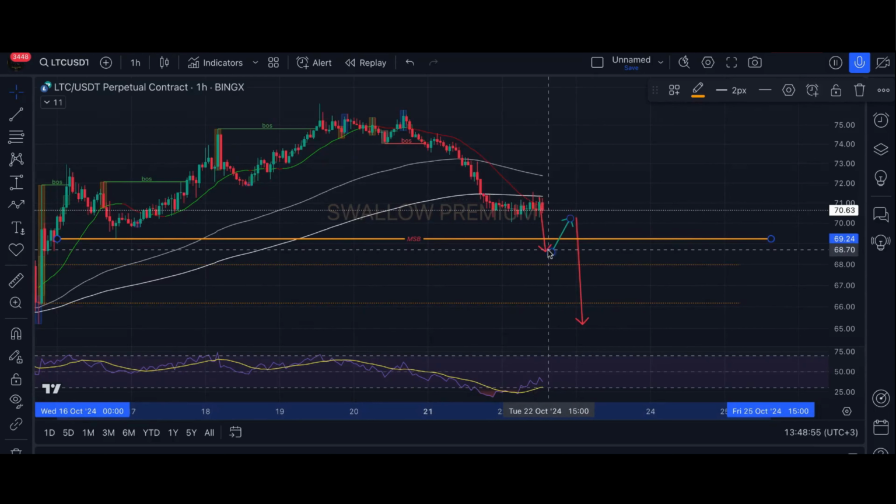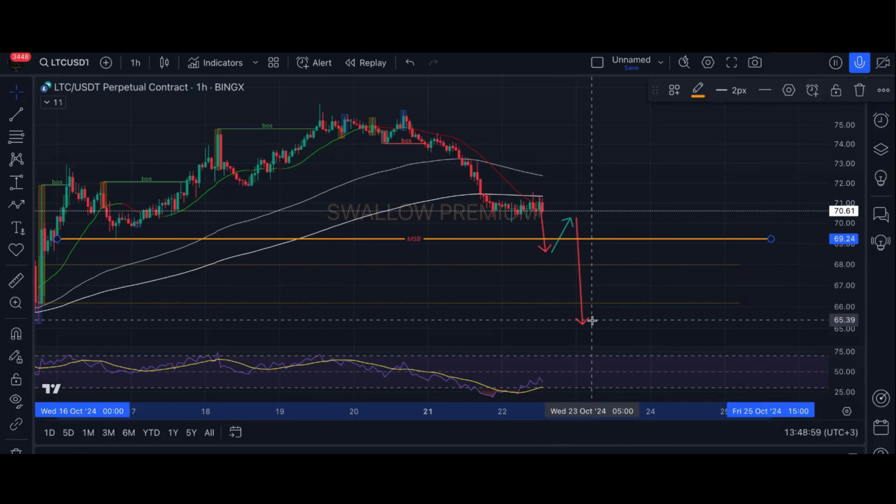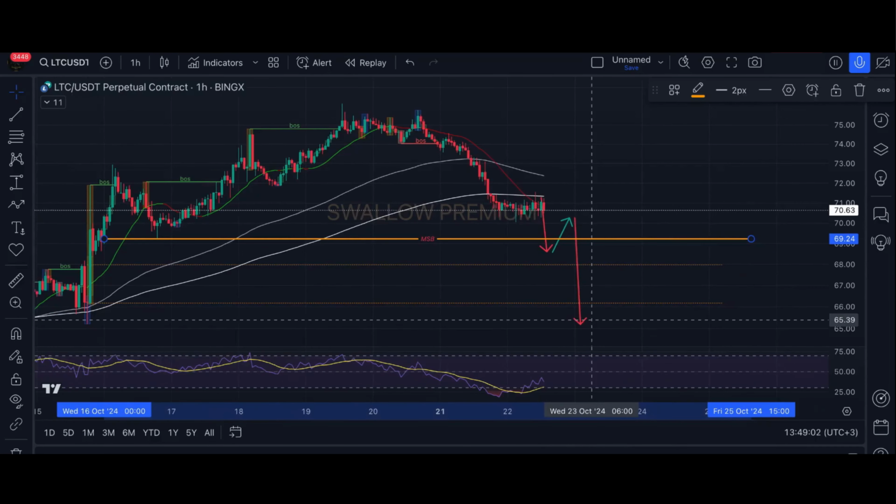So breakdown, retest, and full breakdown to lower zones. So I think today's Tuesday, 3 days left. So this setup should be filled in 3 days ideally.